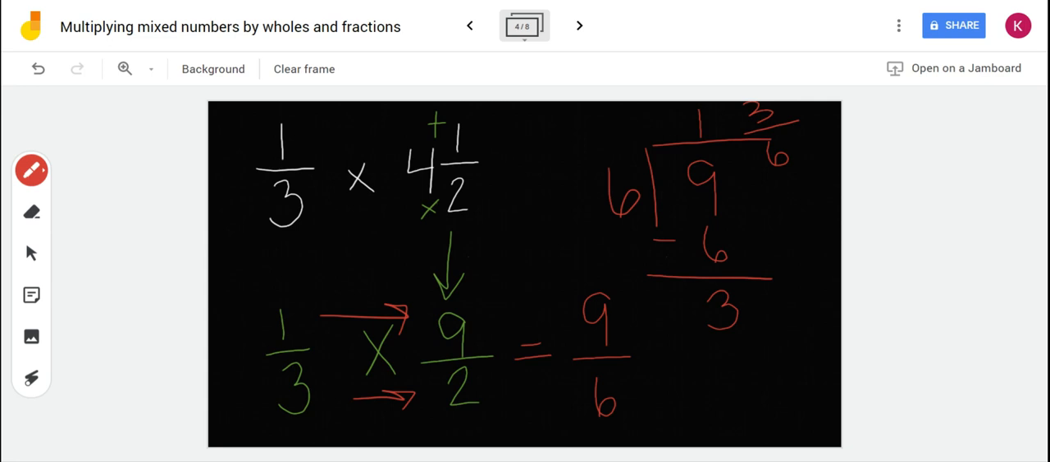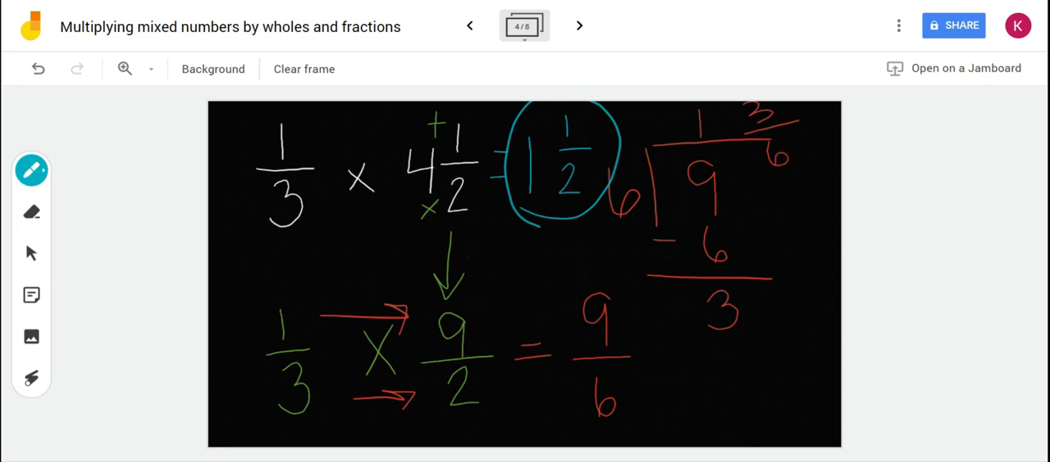Sorry, I was saying that wrong. 1 3/6. I can simplify that to equal 1 1/2, because 3 is half of 6. If I take that numerator and divide it by 3, I would get 1. And if I take this denominator and I divide it by 3, I would get 2.